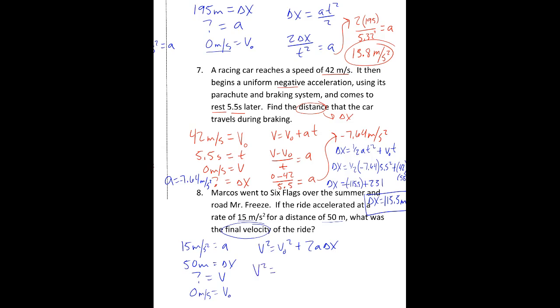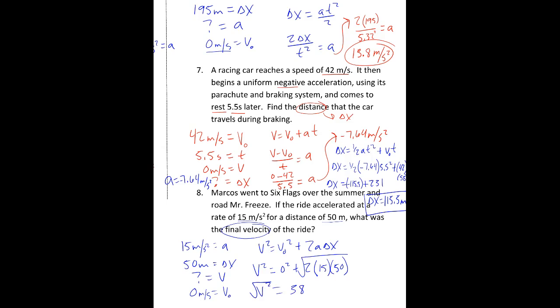I just plug in my numbers. V squared is going to be equal to 0 squared plus 2 times my acceleration, which is 15, times my displacement, which is 50. And now I get v squared. Oh, I have to take the square root, right? So take the square root of both sides. So I'm going to multiply 2 times 15 times 50, and then I'm going to take the square root of that. So that would be the square root of 1500, and that's going to be 38.729.